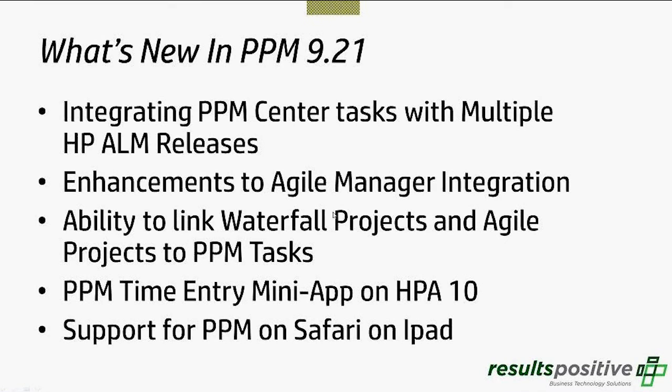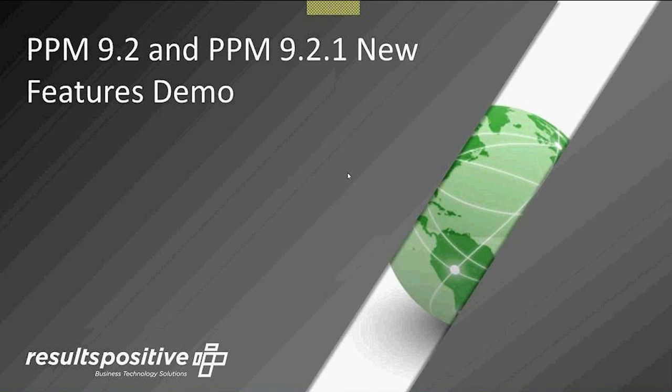There are enhancements to the Agile Manager integration that I'll cover. There's this new ability to link waterfall projects and Agile projects to PPM tasks, and I'll cover that. I've configured that to show what it does. There's a new PPM time entry mini app on HP Anywhere 10, and there's support and certification for PPM on the Safari browser on the iPad in 9.2.1. So those are the major features in 9.2.1.